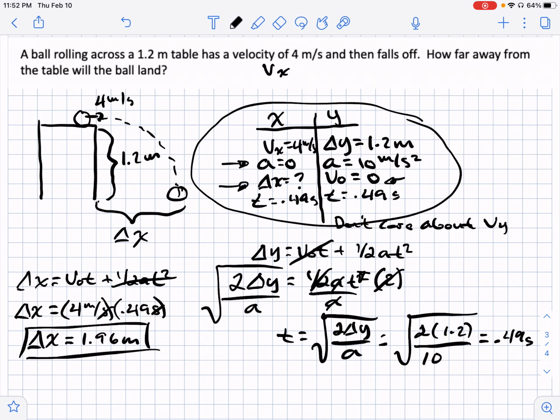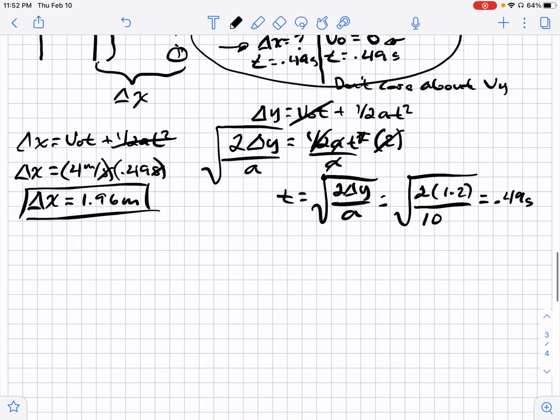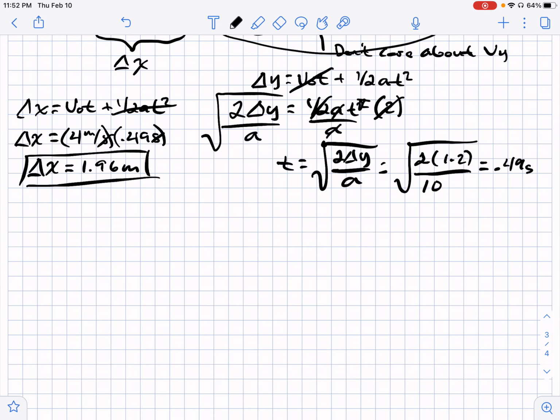Now, lastly, we'll look at another example here of two situations. Okay, so let's say we have another ball that is rolling off the table, but I also have one, same size ball, same mass, and I'm just going to drop it. And the question here is which one hits the ground first?